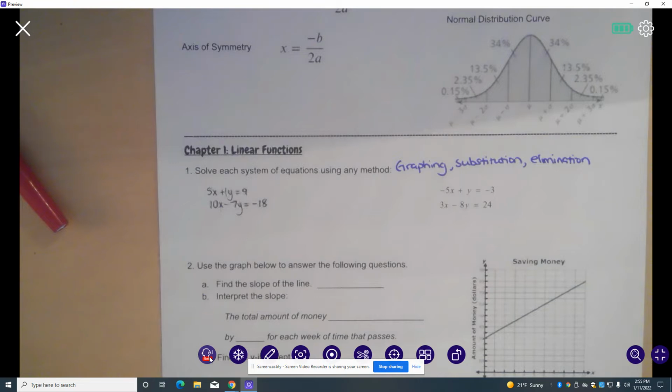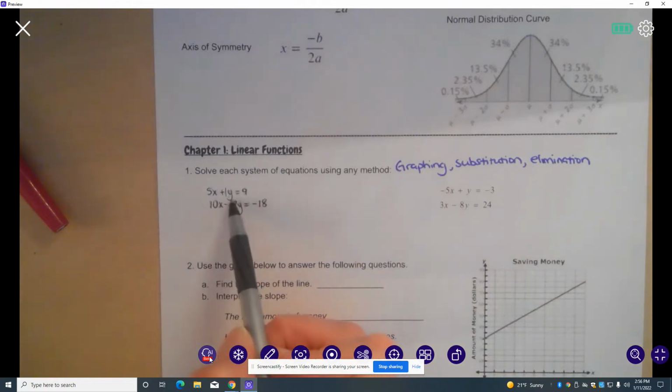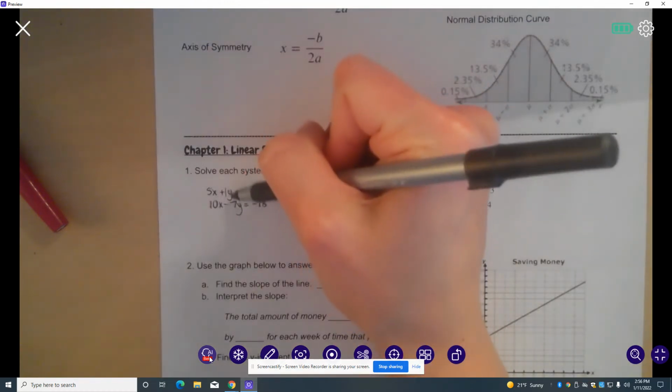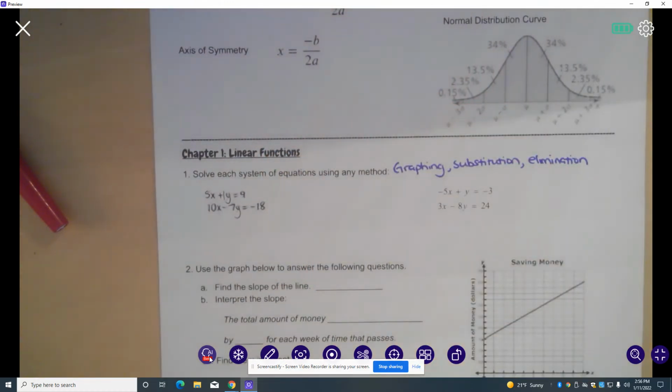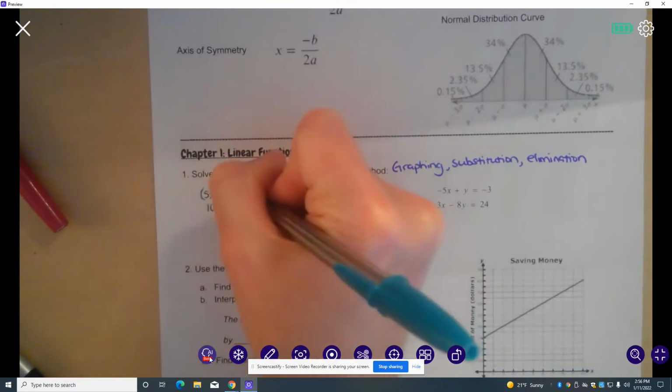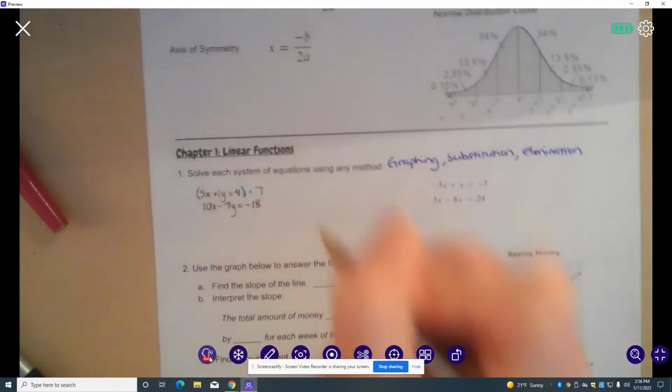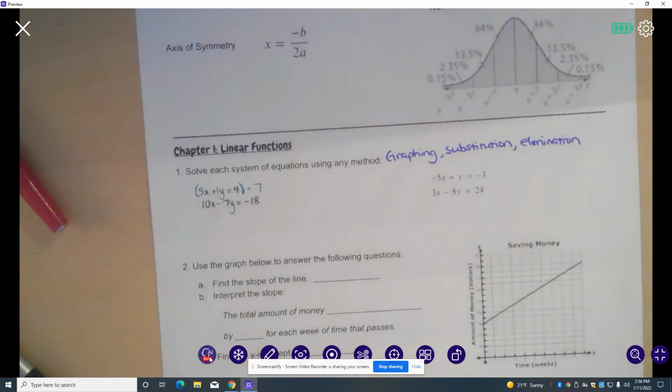What we can do, though, is multiply one or both of our equations by something to make the coefficients opposites. I'm going to decide to get the y's to cancel by turning this 1 into a +7. That way, when I add, my y terms will cancel because 7 plus -7 is 0. So I'm going to multiply my top equation by 7. Just make sure you multiply everything by 7.